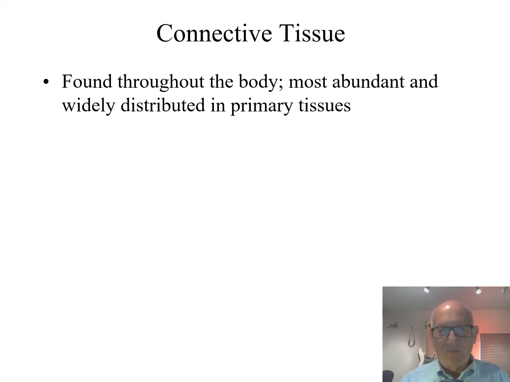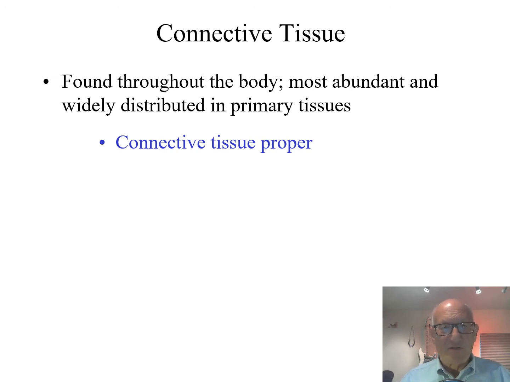Our next type of tissue is connective tissue. Now remember, we have labs on all of these tissue types, so we're not spending an awful lot of time on this in our lecture notes. Connective tissues are found throughout the body. They're the most abundant and widely distributed primary tissues.